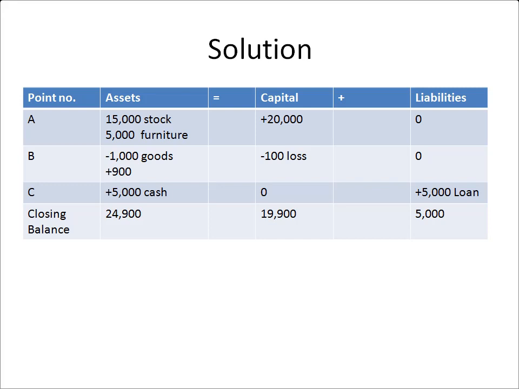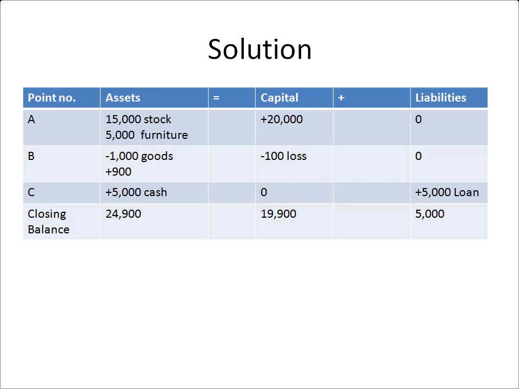Sometimes, if the loan is taken from the bank, it will be given into our bank accounts. So, on the asset side we can show it in the bank balance also, in the case of cash or bank. And liabilities is increased in terms of loan, that is loan from Mr. Rajesh. Now we have closing balance.